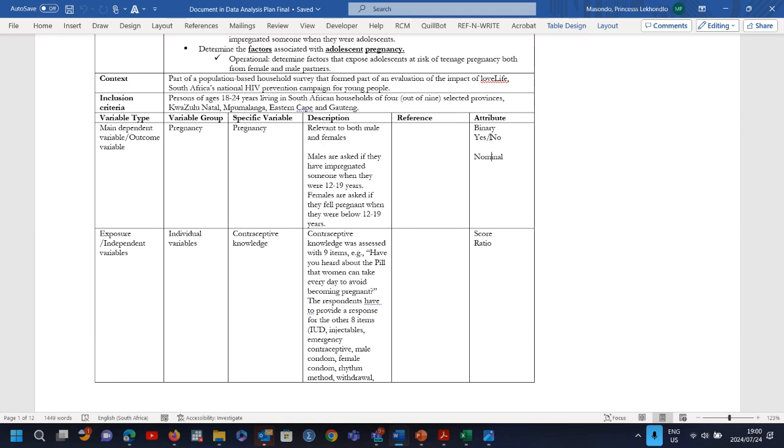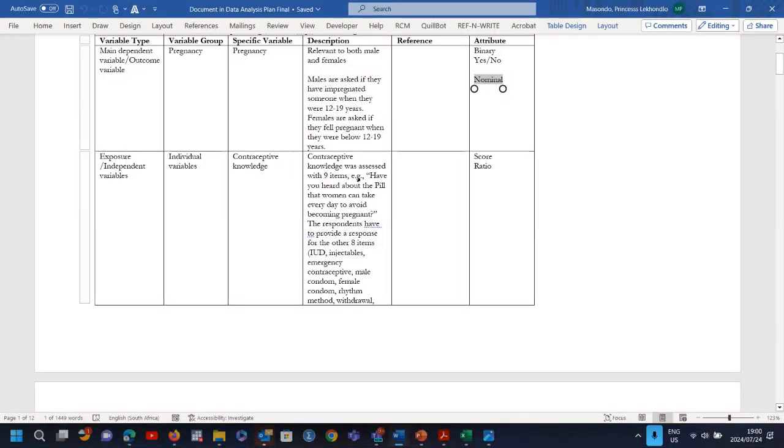We can't say the yes comes first or the no comes first. It doesn't have order, so it's a category that doesn't have order. We say it's nominal. If we go back to contraceptive knowledge, we were told that they will be asked 9 questions and a score will be computed from those 9 questions.